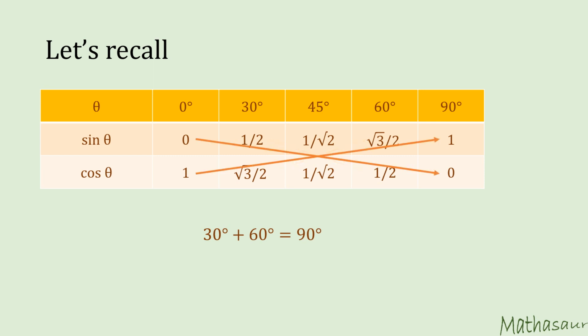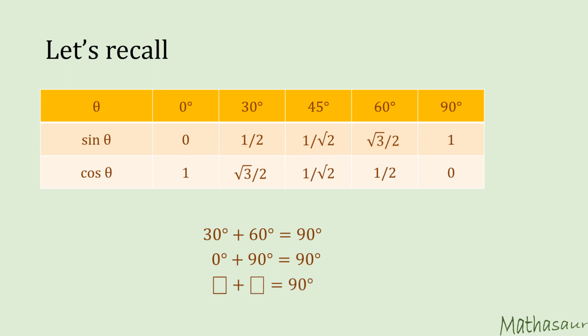Let us look at the sine and cos values for 0 degrees and 90 degrees. Sin 0 equals cos 90 and cos 0 equals sin 90. Once again, it is very interesting that 0 degrees and 90 degrees add up to 90 degrees. Any two angles that add up to 90 degrees are known as complementary angles.